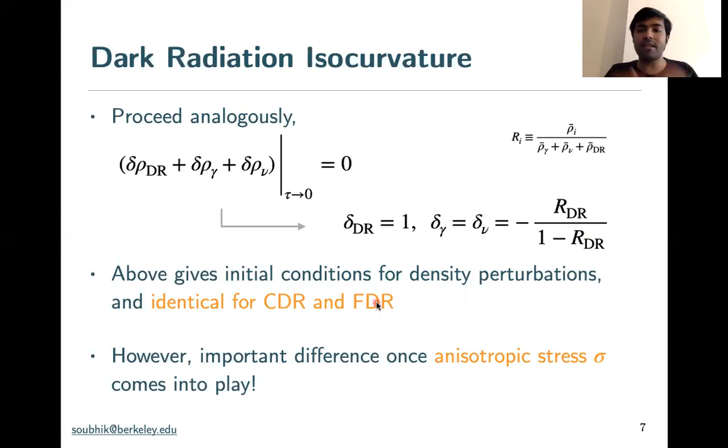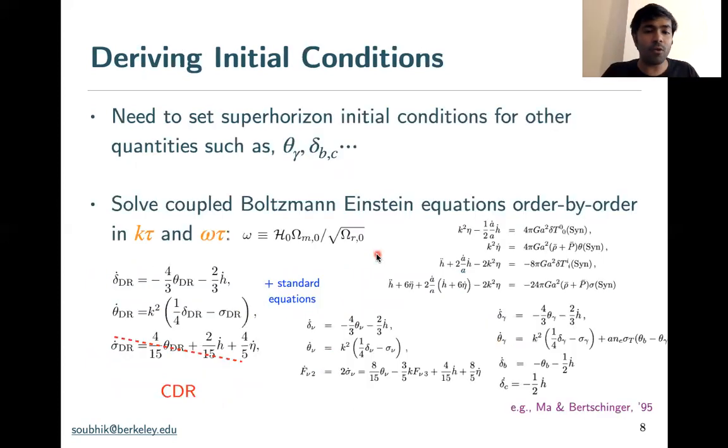All right, so till now, there is no distinction between CDR versus FDR. All the deltas are identically related to each other for both the two cases. But then once you go over to other quantities, because of the non-zero anisotropic stress in the case of FDR, you start to see interesting differences.